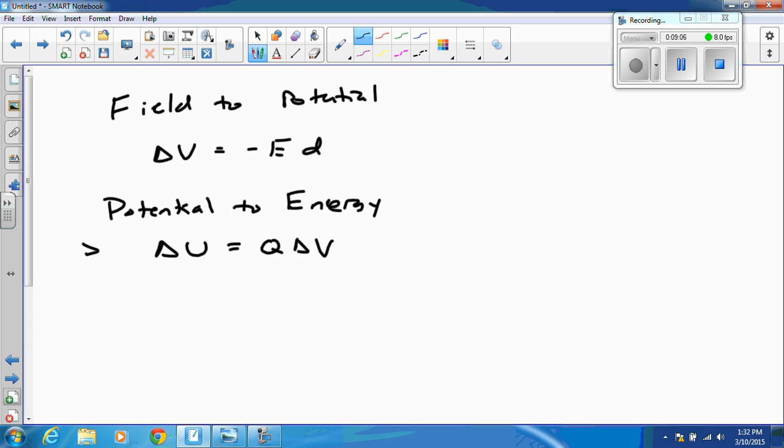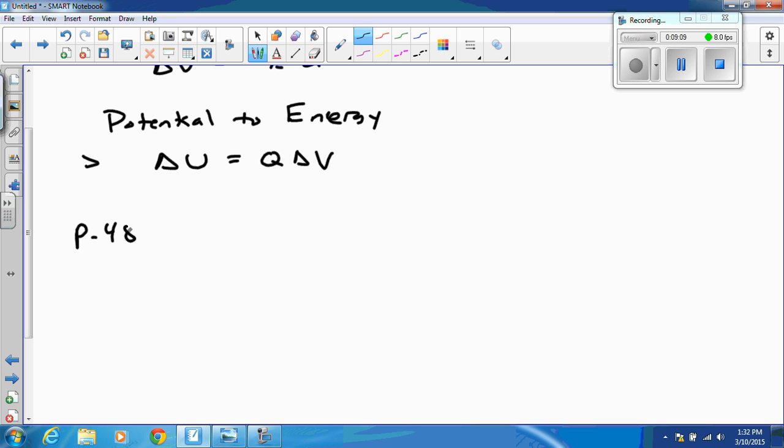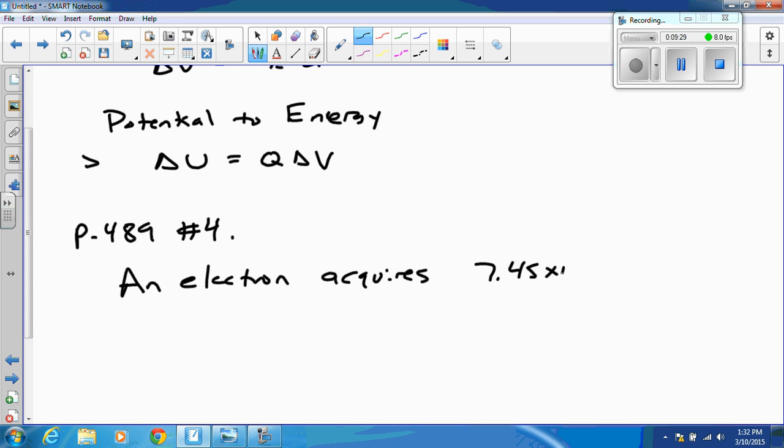All right, let's take a look at problem number 4 on page 489. In problem number 4, we have an electron that acquires 7.45 times 10 to the minus 16 joules of kinetic energy when it is accelerated by an electric field from plate A to plate B.